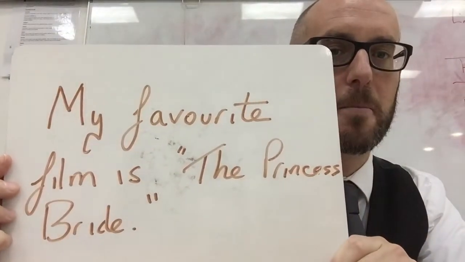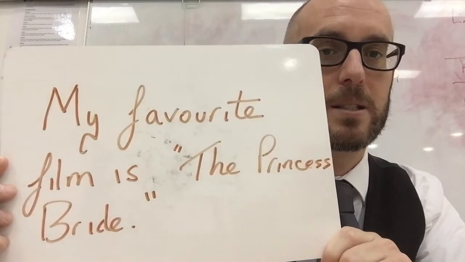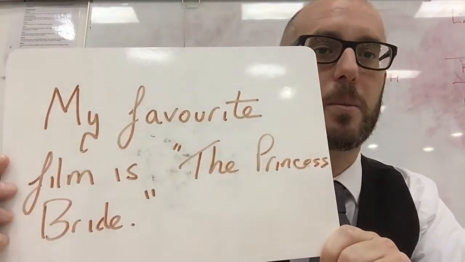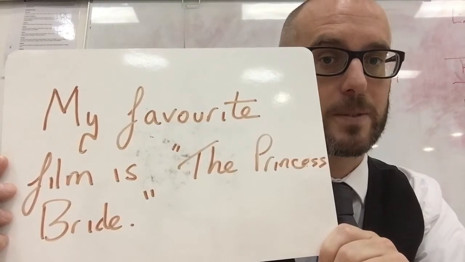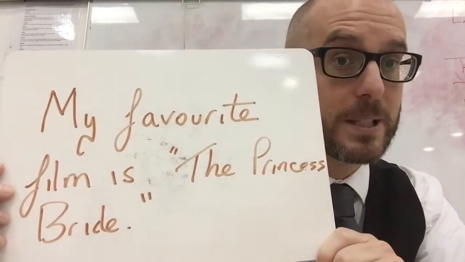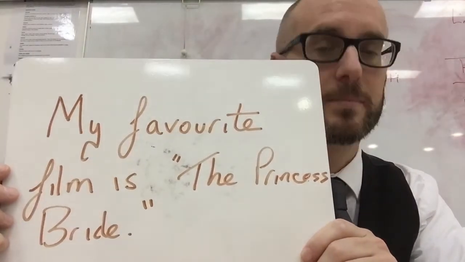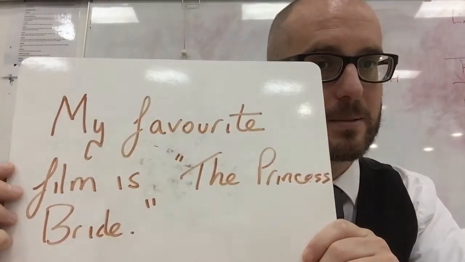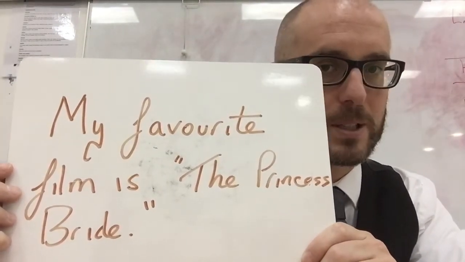Here's mine. My favourite film, that's my subject, is, that's my verb, The Princess Bride. And that is the piece of information I want to get across. A simple sentence contains one piece of information with one subject, my favourite film, one verb, is, and then the information that you want to get across, The Princess Bride.